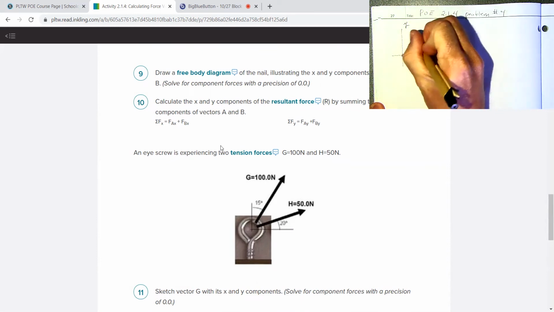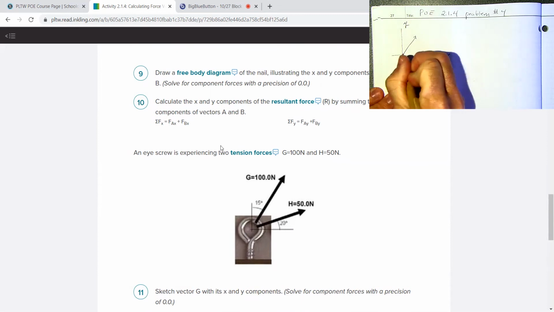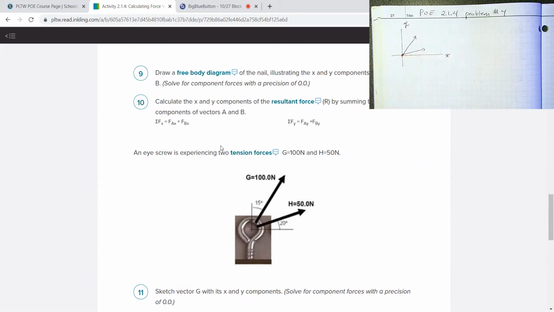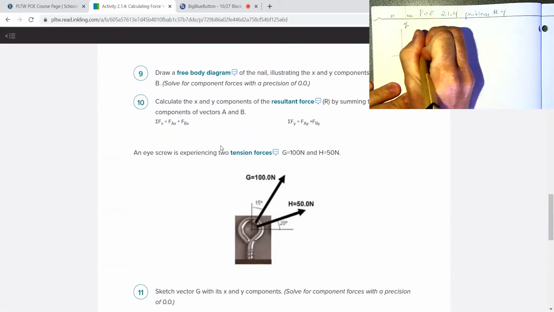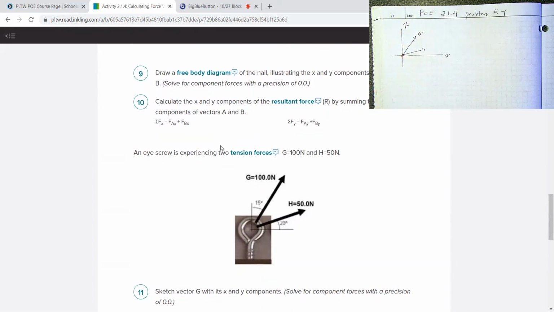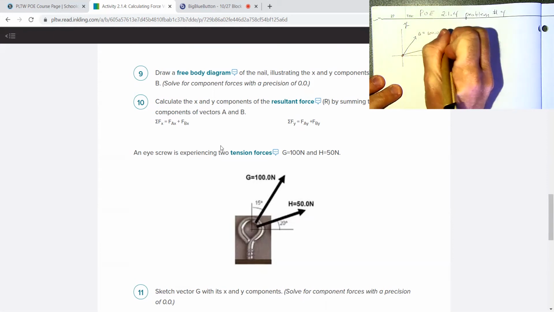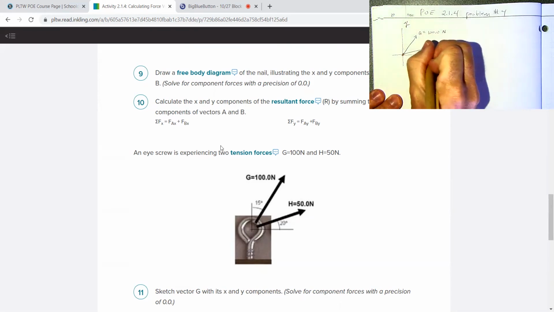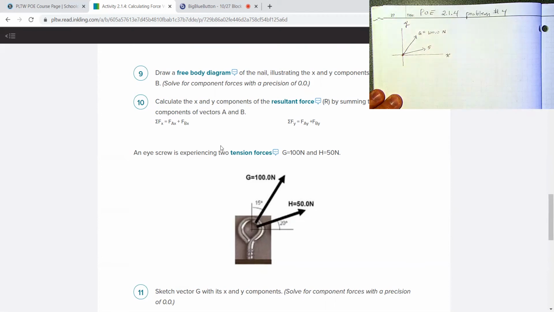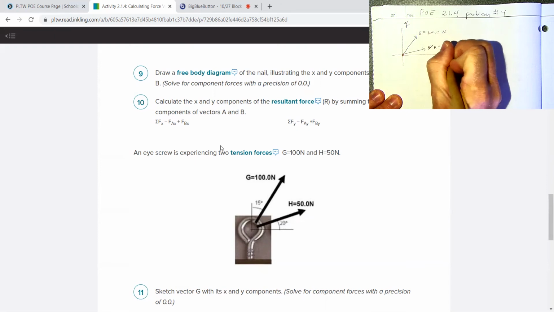There's one that goes up high diagonally, and another that goes down low, also diagonally. The first one they call G, instead of F. They are forces, but they call it G of 100.0 newtons, the standard scientific unit of force. That's G. Then H equals 50.0.